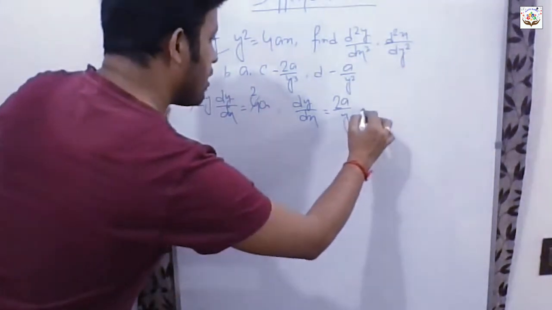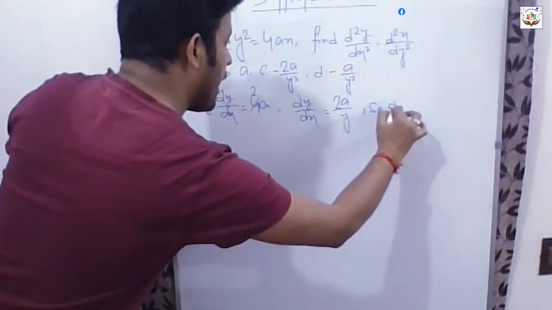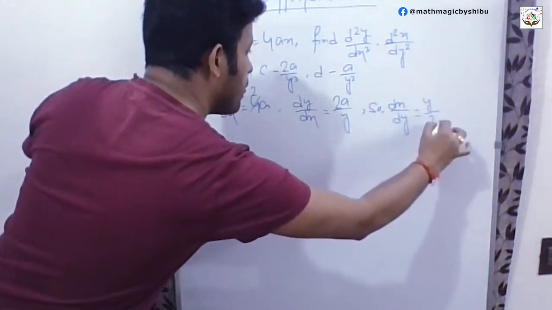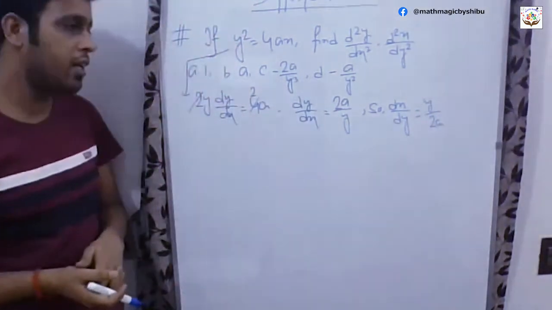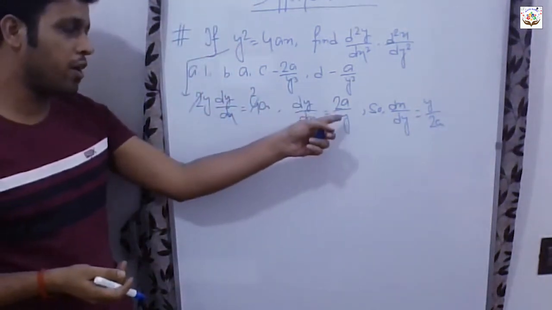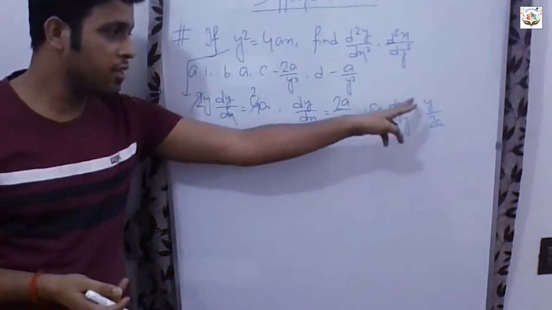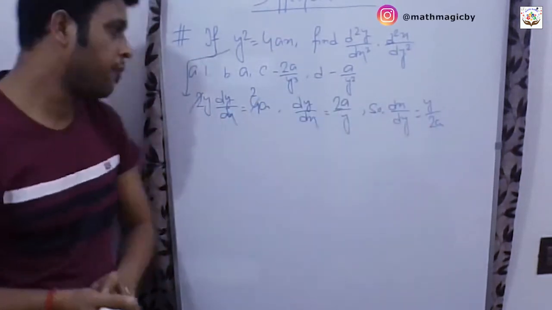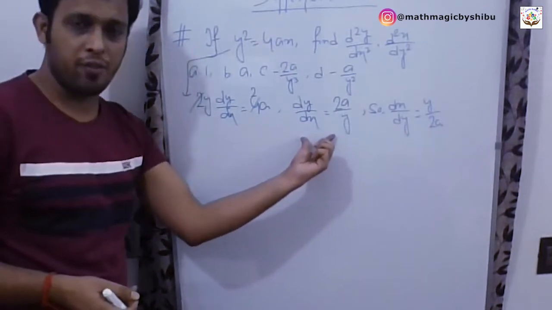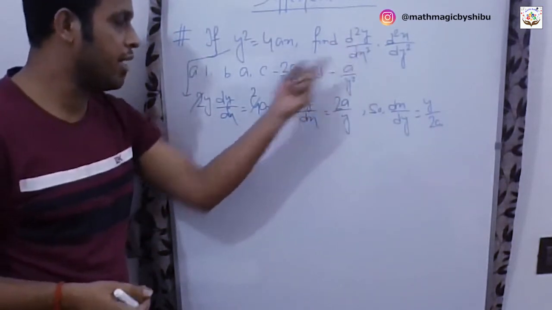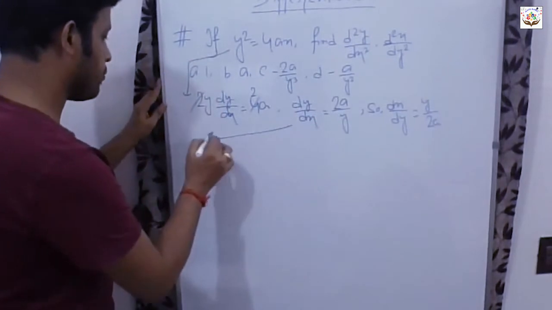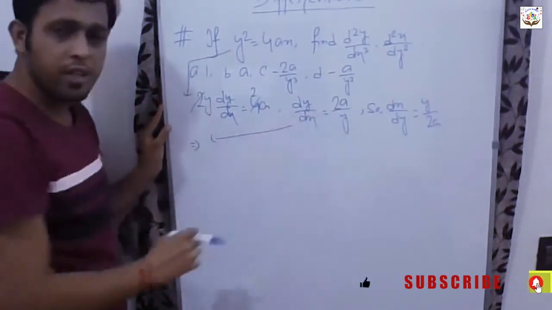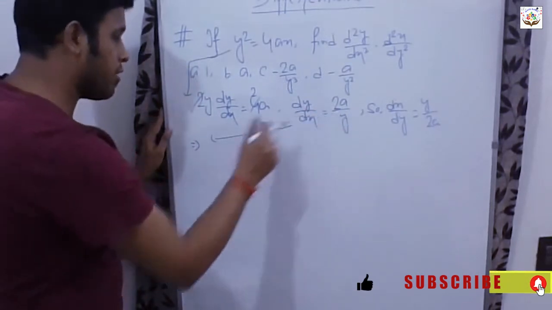So can I write that dx dy equals to y by 2a? Yes, we can definitely write. If dy dx equals to 2a by y, then dx dy would be the reciprocal of it, that means y by 2a. Just keep it up to this point. Okay. Now we'll differentiate this part at first to get the d2y by dx square. So that means we need to differentiate both the sides with respect to x.